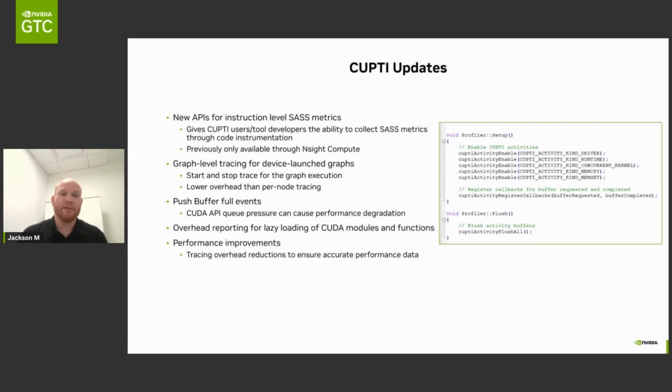The recent addition of lazy loading for CUDA modules and functions from the CUDA toolkit is a big performance benefit. If you haven't looked into that, check it out. But we do have some information in CUPTI about the overhead that's being incurred if you're doing some of that. And then obviously performance improvements. I could have mentioned this for all of our profilers. We're always trying to be as low overhead as possible, or at least as accurate as possible, so we're not perturbing the run and reporting bad numbers. Same thing for CUPTI. Trying to reduce the tracing overhead here is something that we've been focused on recently.